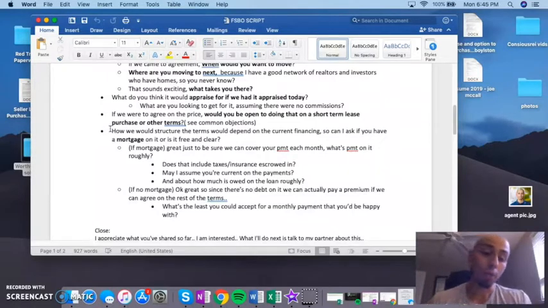And if they say no, then you know that they own it free and clear. That's good to know. If they say yes, you can follow up with, great, and approximately what's the payment on that, just to see if we can cover it each month. And then they'll give you a number. Great, does that include the taxes and the insurance?